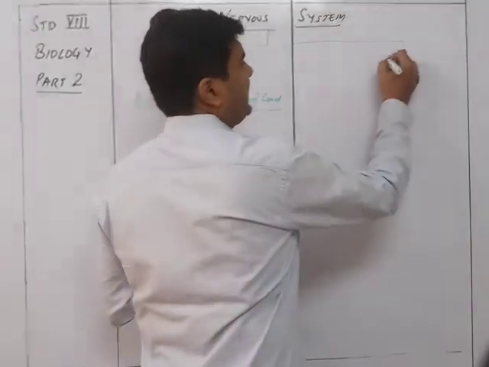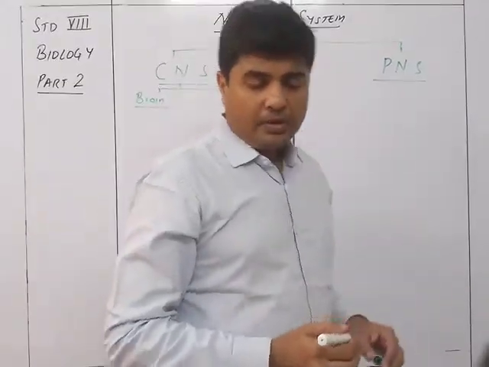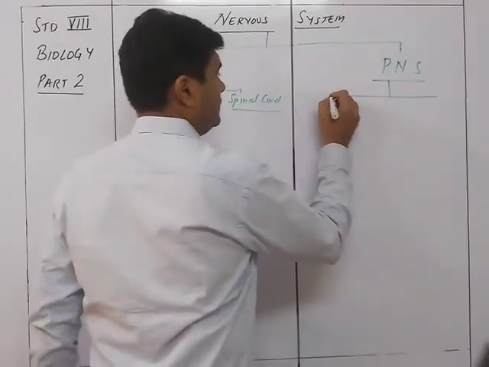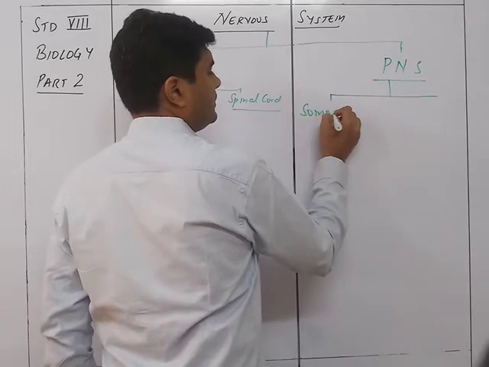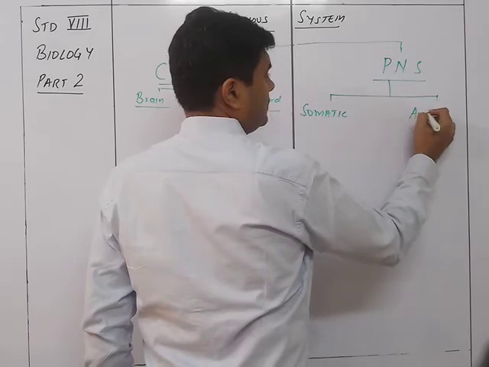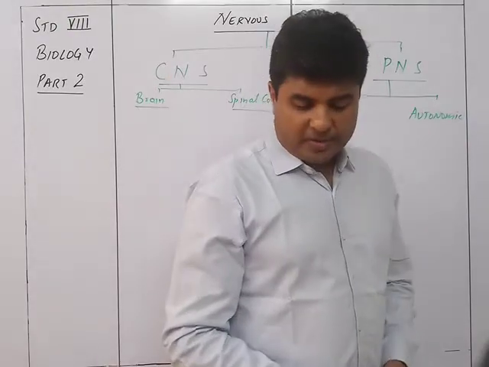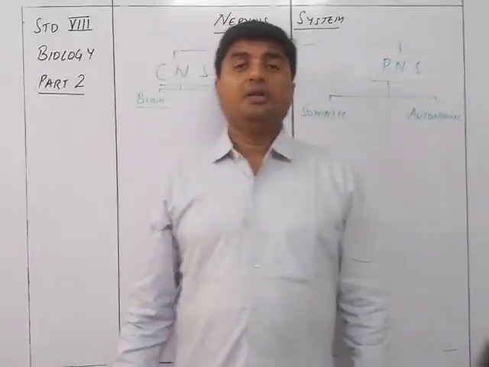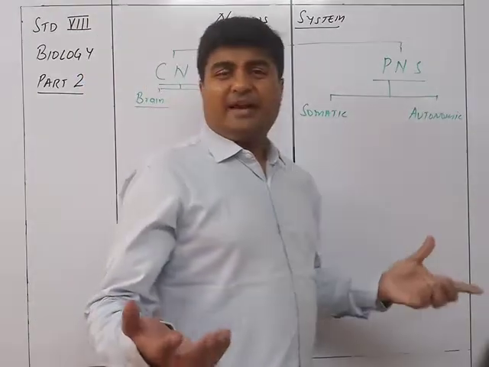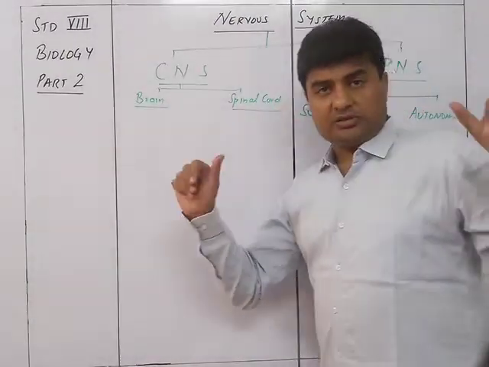The other one is the peripheral nervous system, PNS. The peripheral nervous system is further divided into two parts: the somatic and autonomic. The somatic nervous system and the autonomic nervous system are the two kinds of nervous system in the peripheral nervous system. The somatic is the one which is connecting the CNS to the sense organs.